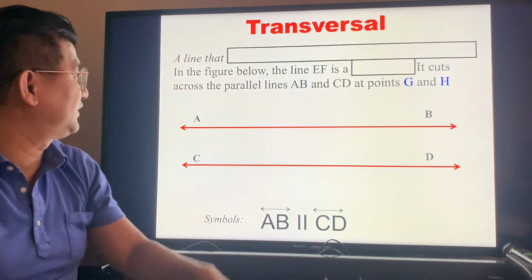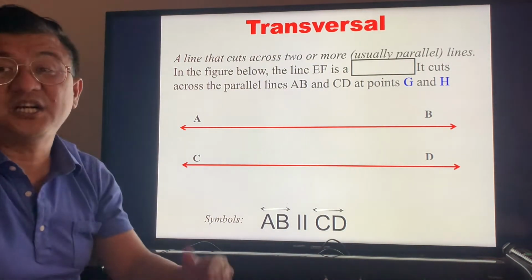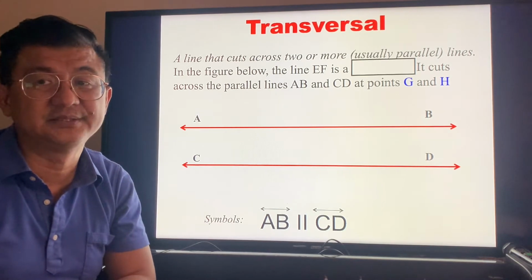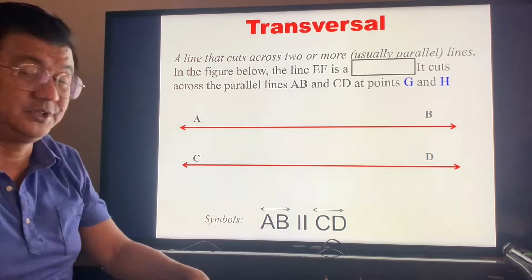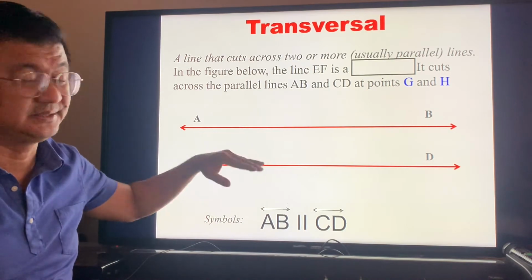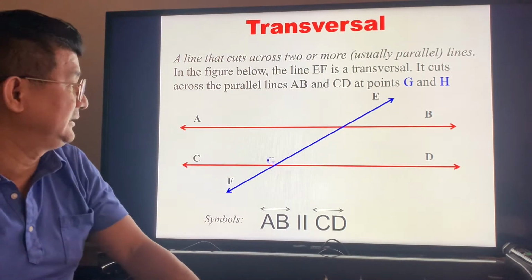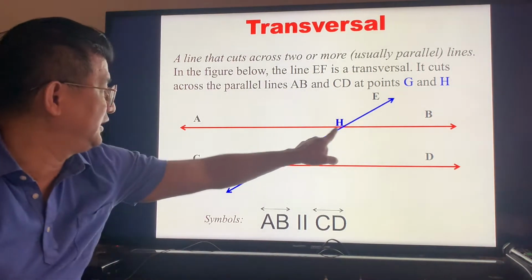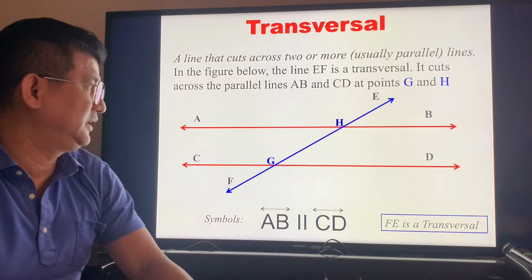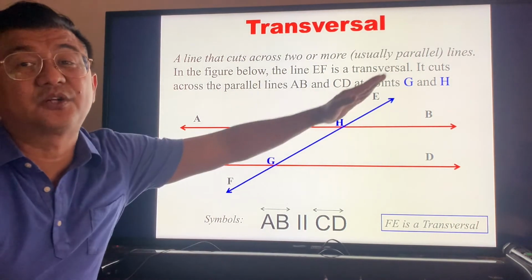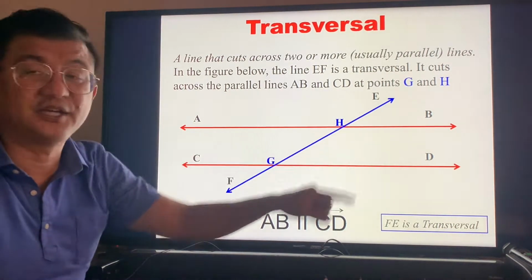Now, a transversal is a line that cuts across two or more, usually parallel lines. And for this figure, these are parallel lines AB and CD. Line EF is the transversal, and they met at a point G and H. So remember, FE is a transversal. It cuts across at two distinct points.